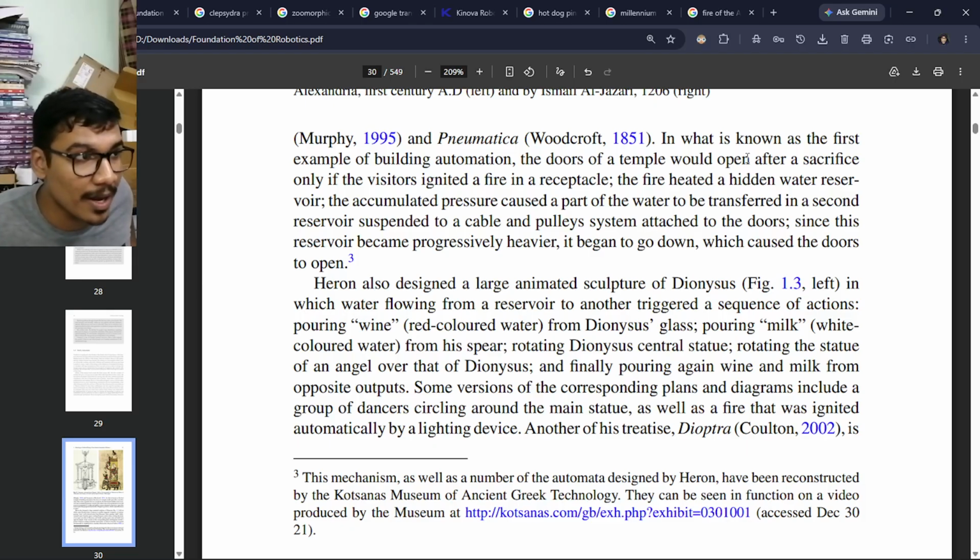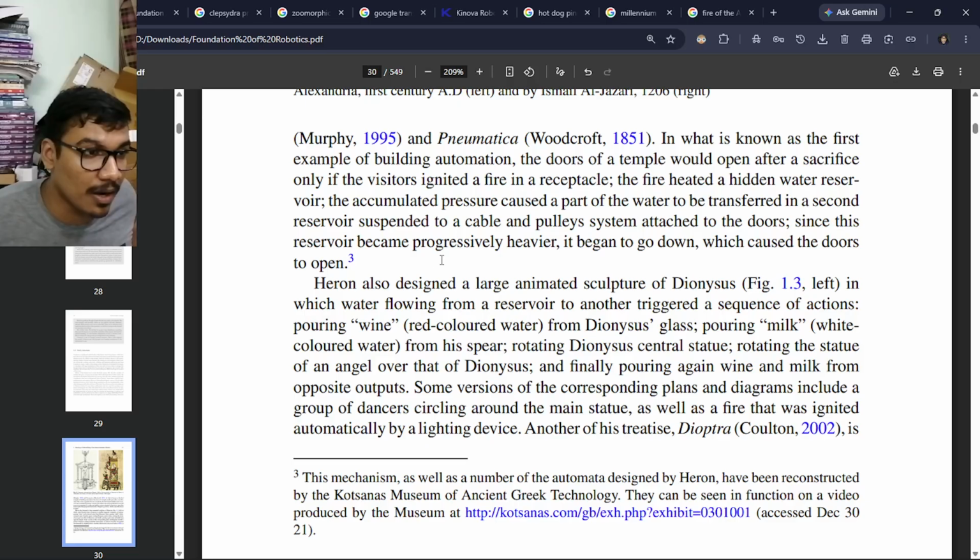In what is known as the first example of building automation, the doors of a temple would open after a sacrifice only if the visitors ignited a fire in a replica. The fire heated a hidden water reservoir, and the accumulated pressure caused part of the water to be transferred to a second reservoir suspended from a cable and pulley system attached to the doors. Since this reservoir became progressively heavier, it began to go down, which caused the doors to open.